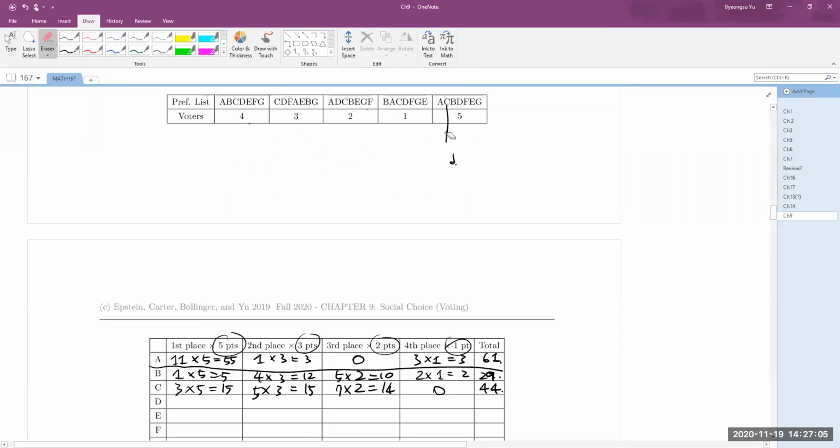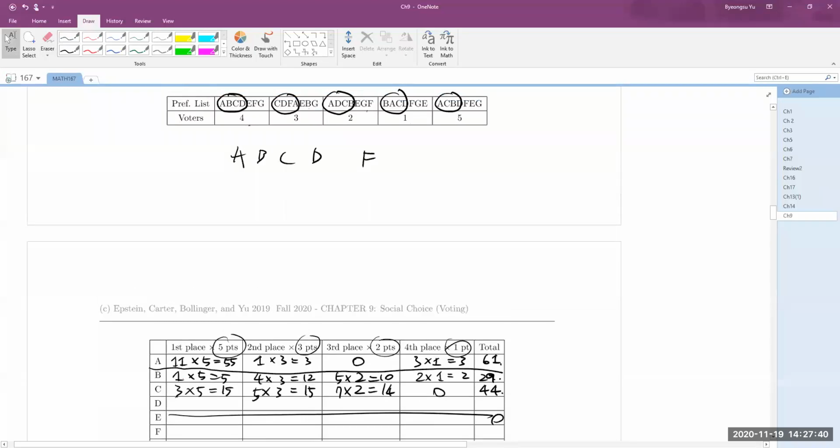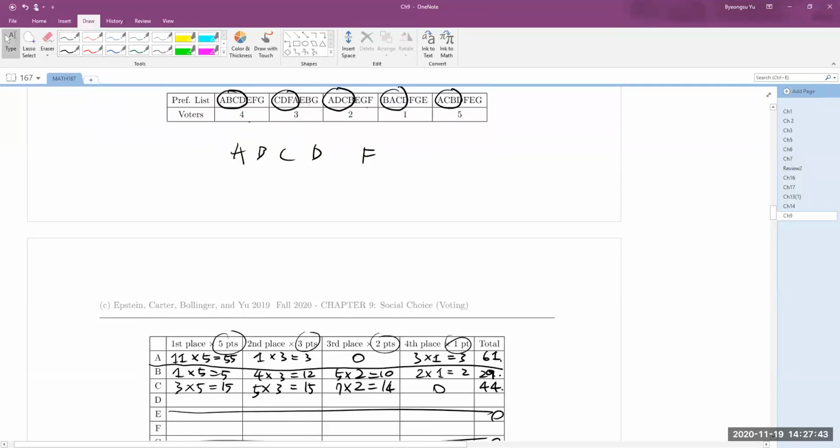And you can do the same thing for D, but there are not so many letters, because you can see that actually only A, B, C, D, and F are in the first rank to fourth rank, right? So these E and G do not have any points, right? Because E and G are not in the first rank to the fourth rank. So we only care about A, B, C, D, and F.